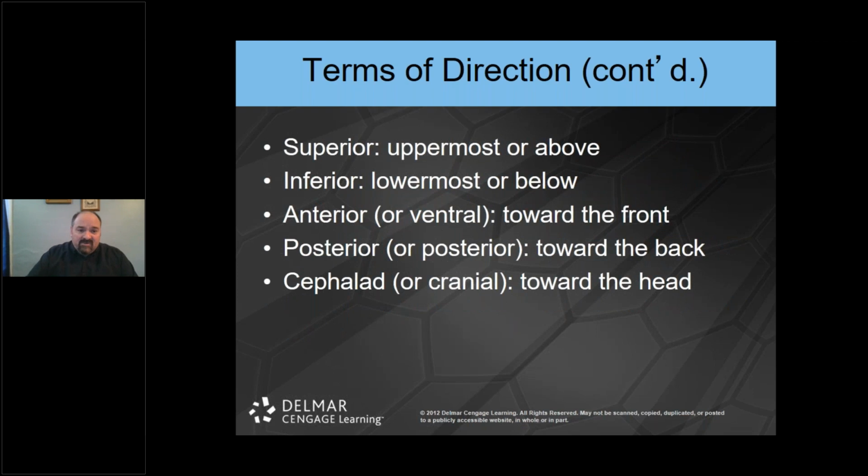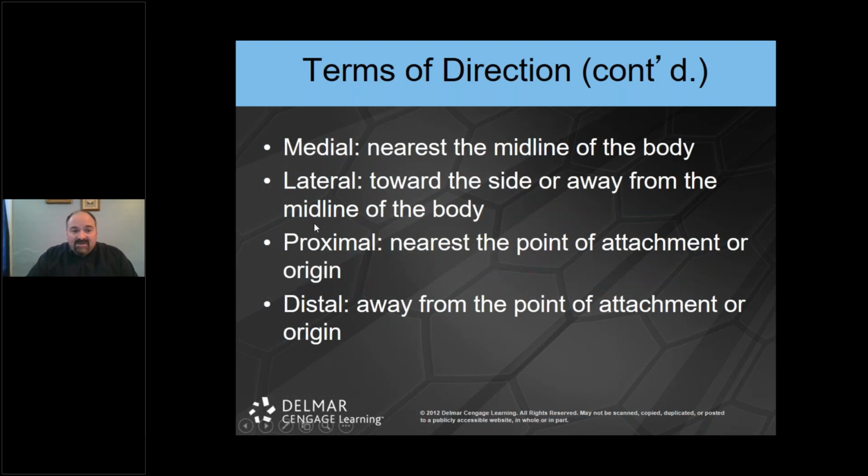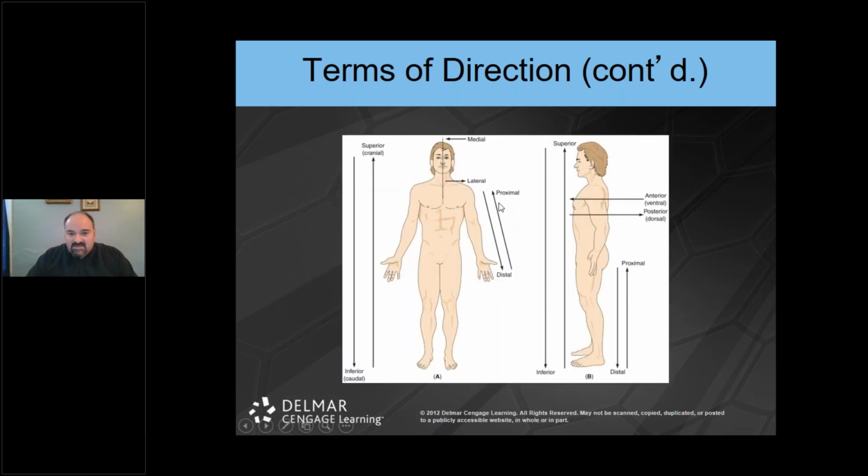So we have here superior and inferior, anterior and posterior, cephalad, cranial, going towards the head, medial, lateral, proximal, distal. When we're thinking of the midline of the body, right down the midline, medial would be closer to the midline. Lateral would be further away from the midline. Proximal and distal have to do with nearness, right? So let's look here. We're looking at the hands. The hand is distal to the shoulder or to the head.